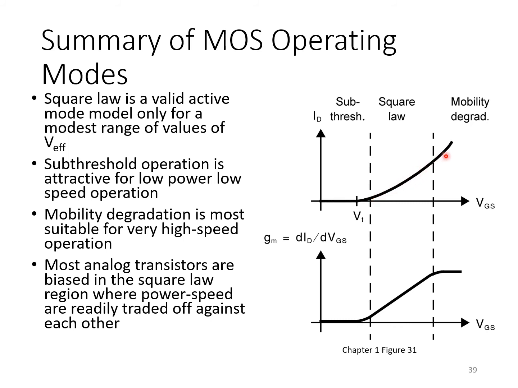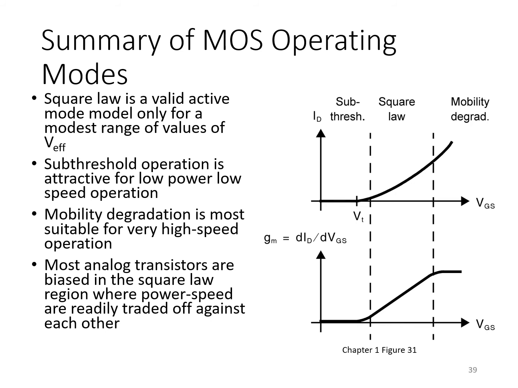So really the range of V effectives over which we observe a real square law can be very small for very advanced, very short channel length devices. The range can be large for long channel length devices, but for technologies at 180 nanometers and below, we might see the square law model persist only over a couple hundred millivolts and even less. And for V effectives exceeding that upper limit, we enter this mobility degradation region where instead of a square law, we've really got a linear voltage current relationship.